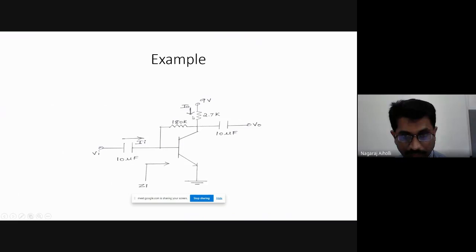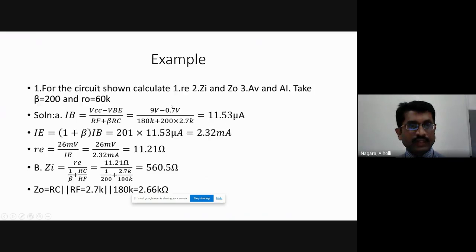There is a feedback between collector to base, right? Collector resistance is given as 2.7k, base resistance is 180k, emitter terminal is grounded, Ii is input current, input voltage is Vi, output voltage is Vo. Input impedance is Zi, and the current is Io. This circuit is a collector feedback configuration, for both question number 8 and 9.